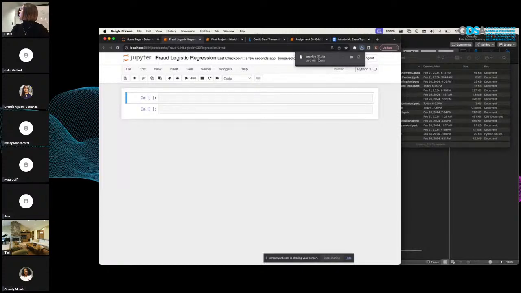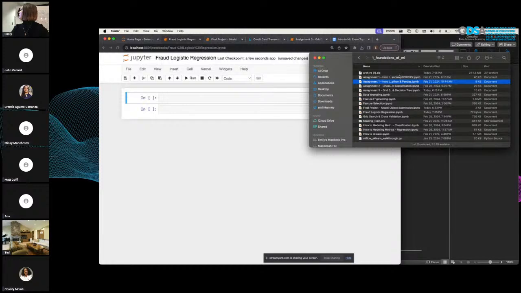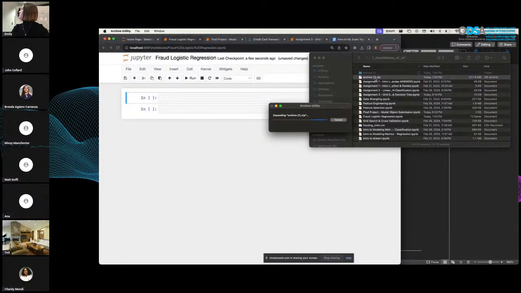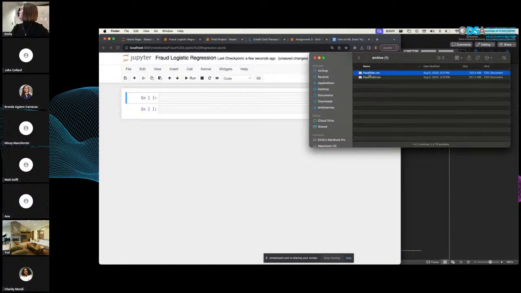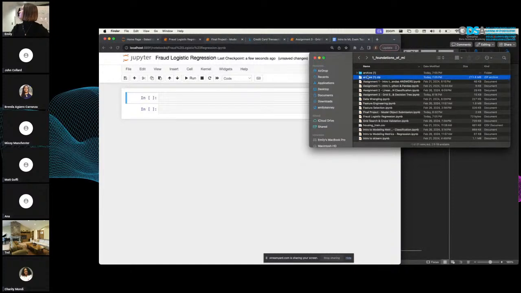Oh, there we go. Archive 1. Looks like it's a zip file. You'll have to unzip it. I unzipped it on my end, and then it shows up under structuring.csv. I will upload this.